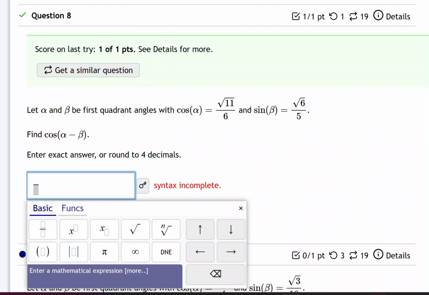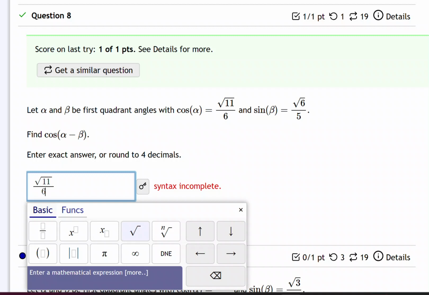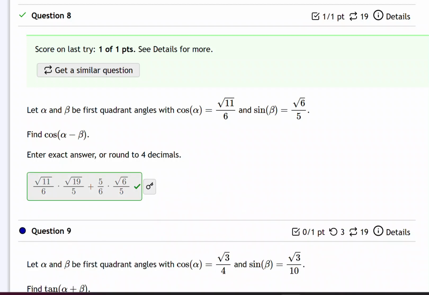MyOpenMath will also accept the square root of 11 over 6 times the square root of 19 over 5 plus 5 over 6 times the square root of 6 over 5. This shows you have lots of choices in how to enter the answer for this particular problem.